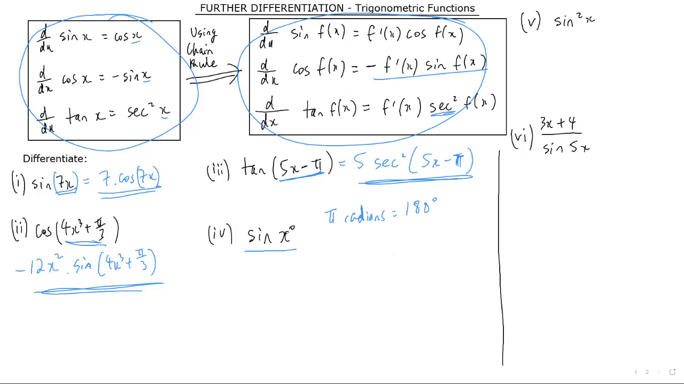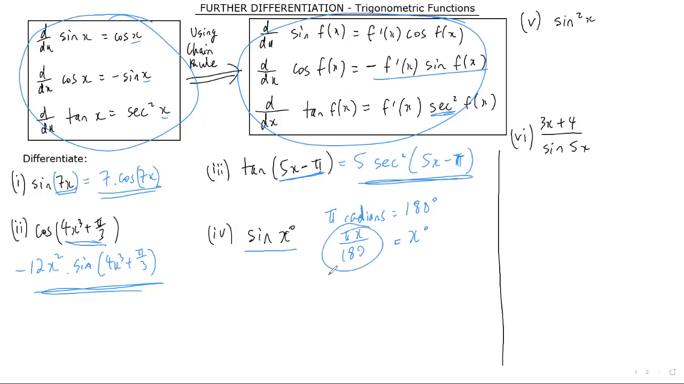So if I look at that situation there, what I know is that if pi radians is equal to 180 degrees, then if I've got x degrees, if I convert to radians, it should be pi x over 180. Okay, so it should be pi x over 180 radians.